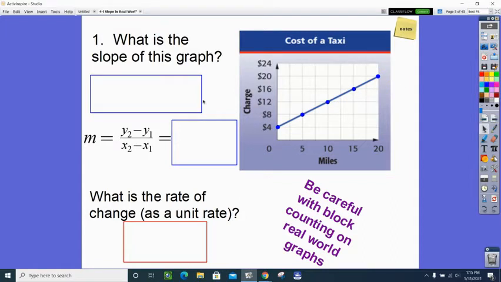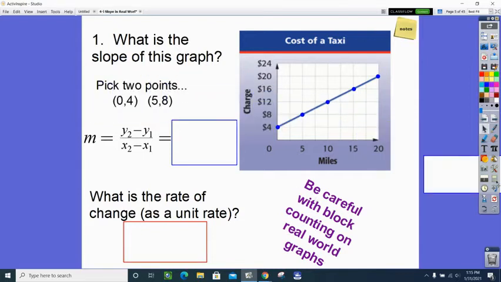Okay, we got to be really careful here. As you're going to see, there's kind of a be careful with block counting on real world graphs. So we're going to start here by picking 2 points. So I picked 0 miles, $4, and 5 miles, $8. Now, what is this? This is the cost of a taxi. So the charge depends on how many miles you go in this case.